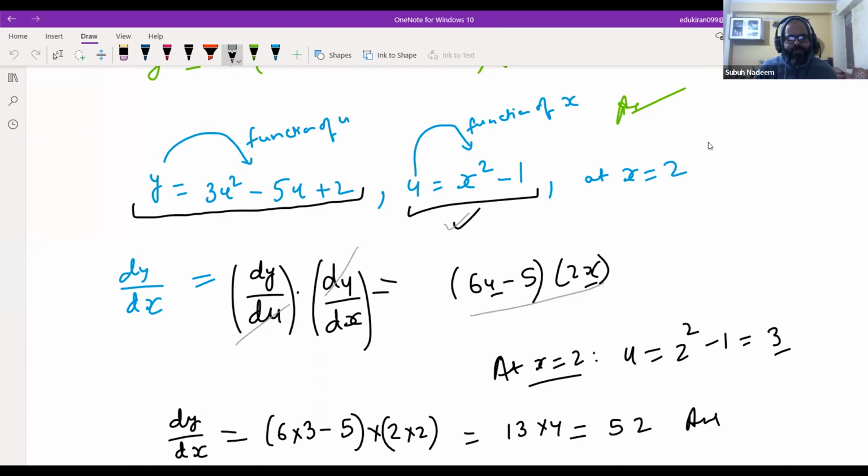Any doubt anywhere, Satya? So what is d of u? du does not mean anything by itself. It is differentiated with respect to something, like du with respect to x, so it will be 2x. Similarly, dy with respect to u is 6u minus 5. So differentiation is done with respect to something. The variable in which the term is given, we use that variable to differentiate it.